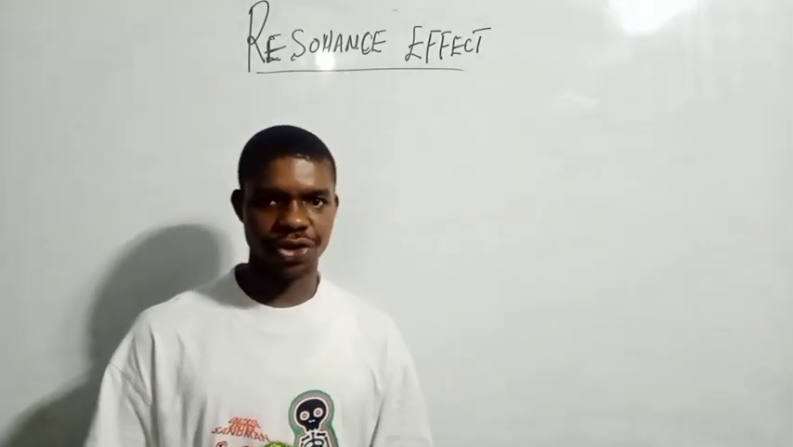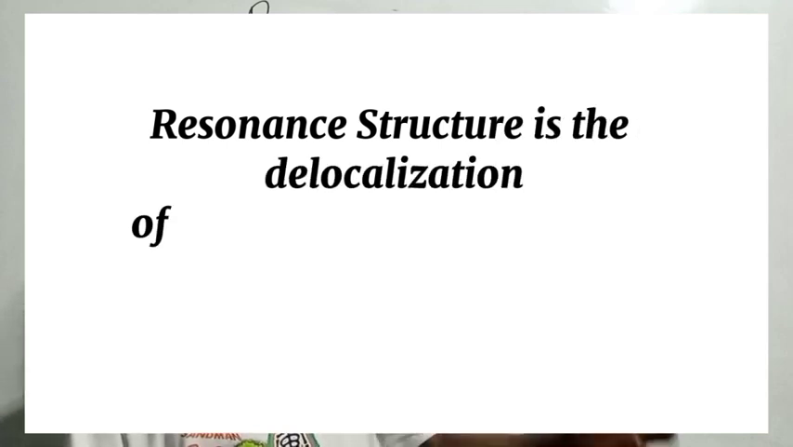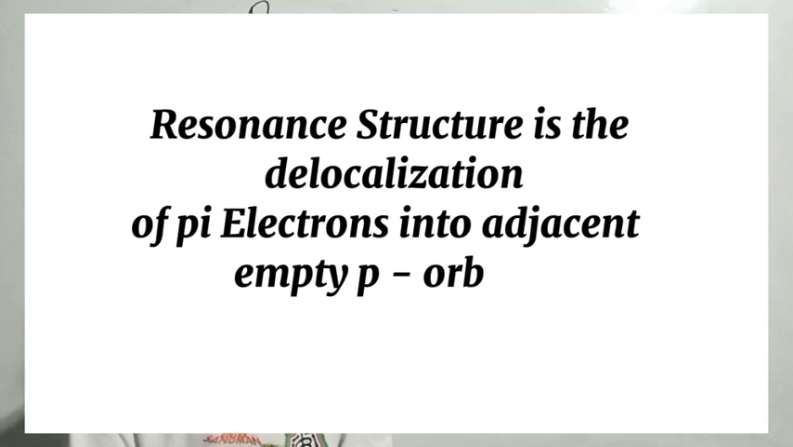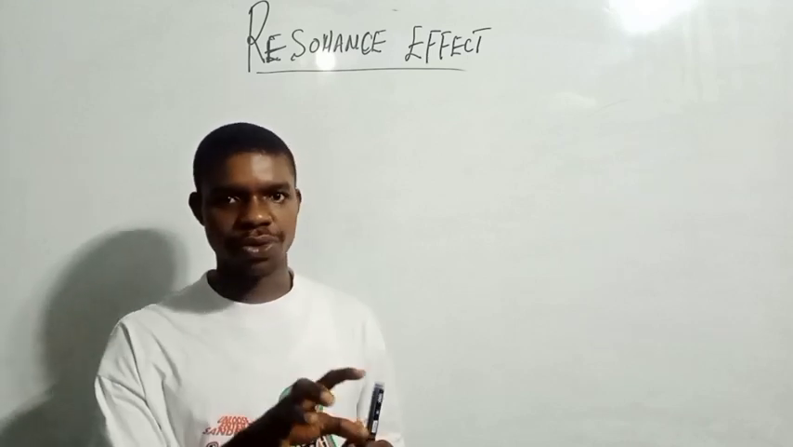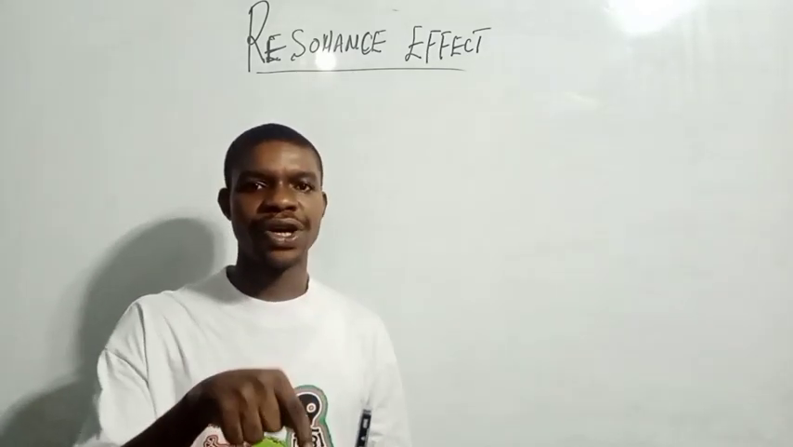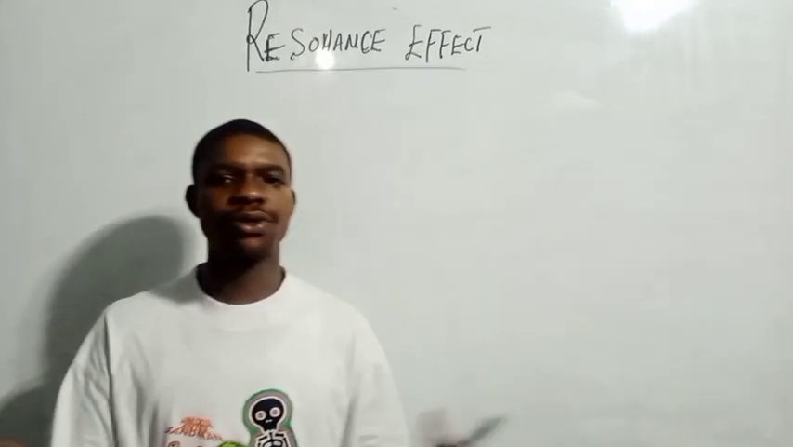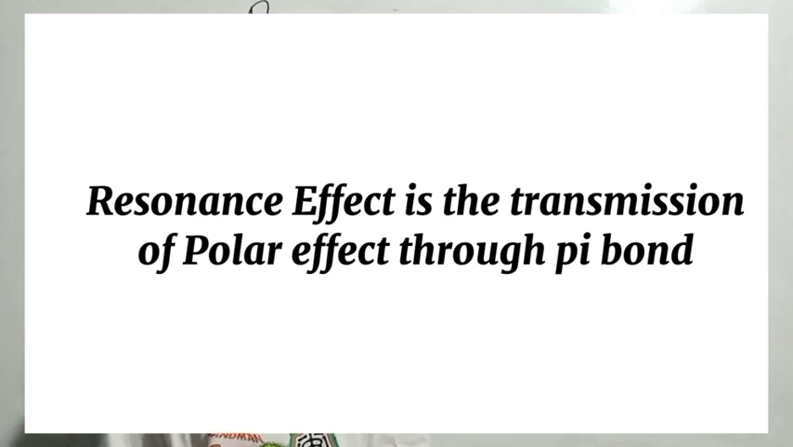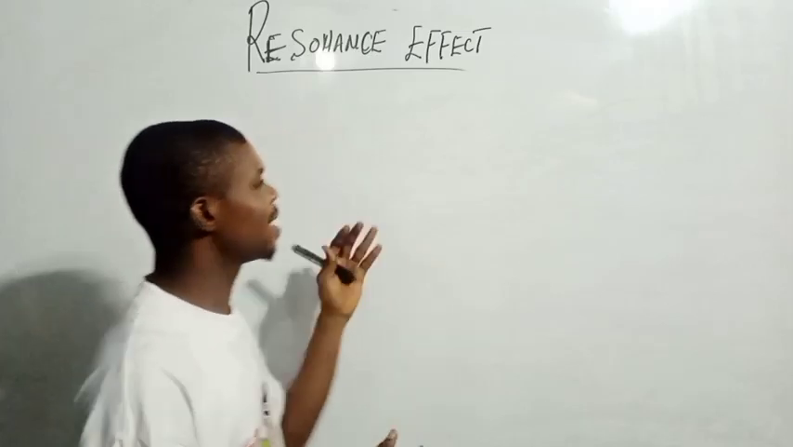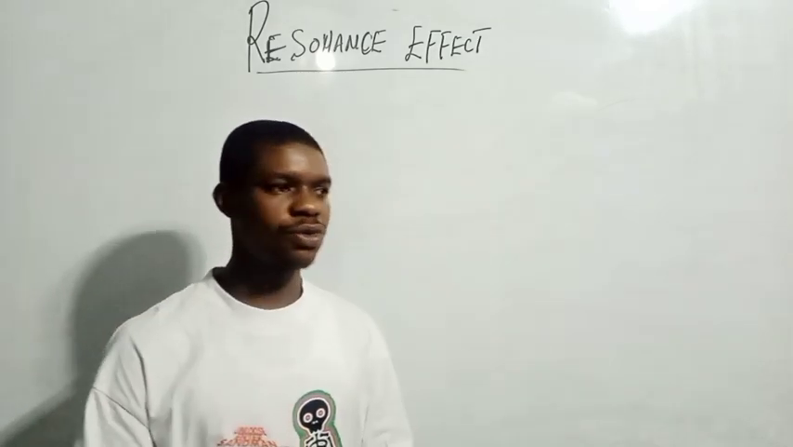First, what is resonance structure? Resonance structure is the delocalization of pi electrons into an adjacent empty p orbital. I'll go back again. Resonance structure is the delocalization of pi electrons into an adjacent empty p orbital. So the moving of electrons in a molecule, that we call resonance structure. Another thing they may ask you, or that you will see in the exam, is that resonance structure is the transmission of polar effects through a pi bond. I'm going to explain those things for you.